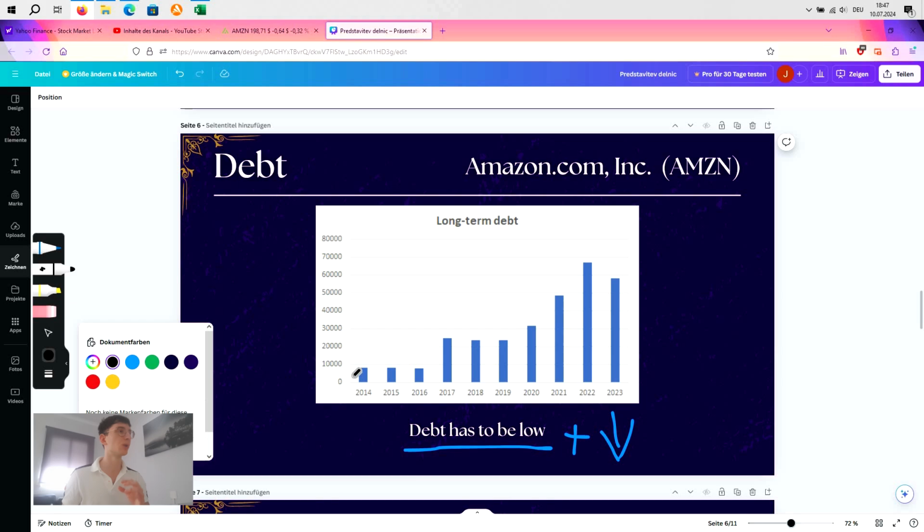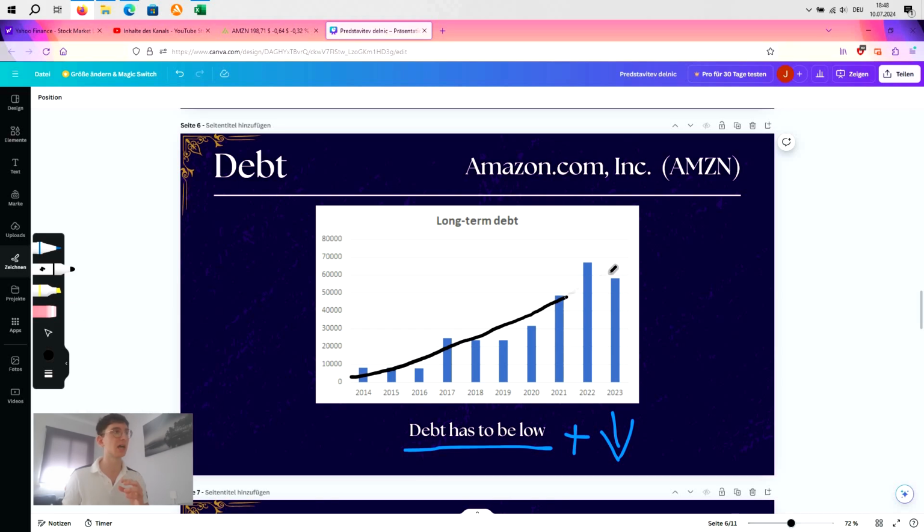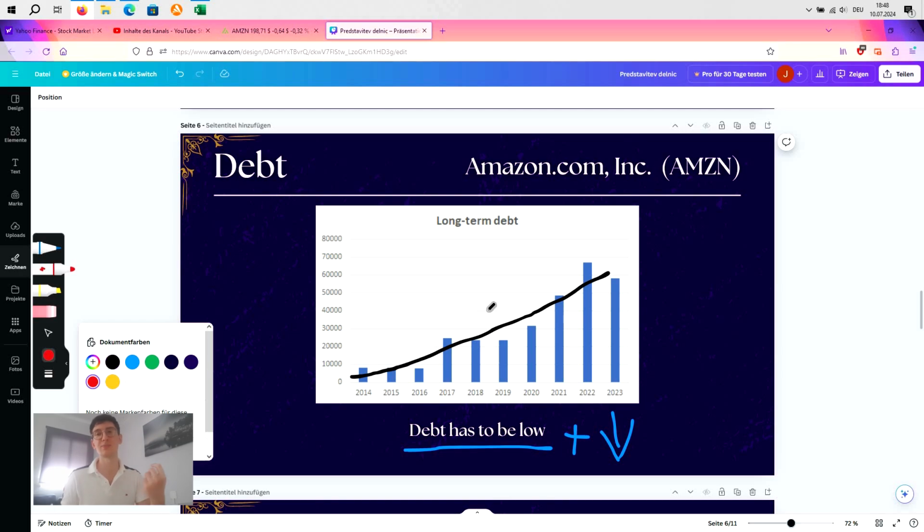Here we have exactly the opposite, because the debt is actually growing, and it's growing exponentially as the profit chart should. But yeah, this is what we don't want to see. We don't want to see growing debt because that means more trouble in the future. They have to make more money to repay that debt. So generally, we don't want to see that.